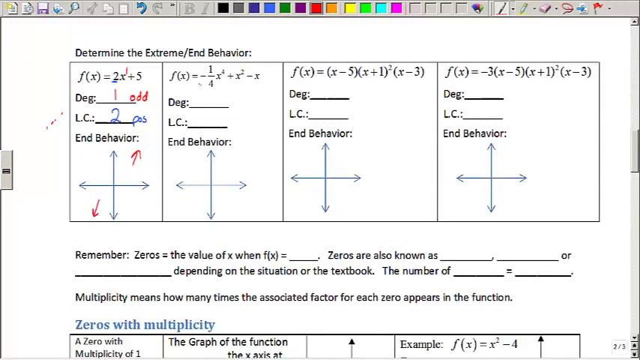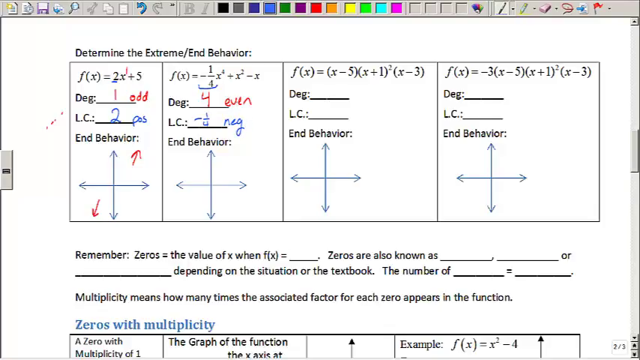On the next problem, f of x equals negative 1/4 x to the fourth plus x squared minus x, we have a degree, or the highest exponent, of 4. Notice that that 4 is even. My leading coefficient is the number in front, negative 1/4, which is negative. So I need an even degree.